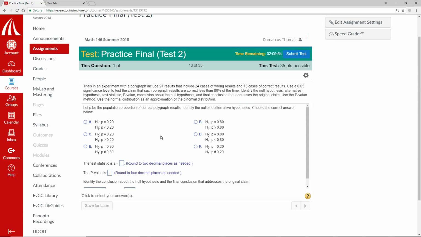So what they're saying is, use a 5% significance level to test the claim that such polygraph results are correct less than 80% of the time. All right, so that's more like we're dealing with this. H null is 80%, the alternative is less than 80%. So our claim is that it's correct less than 80%.